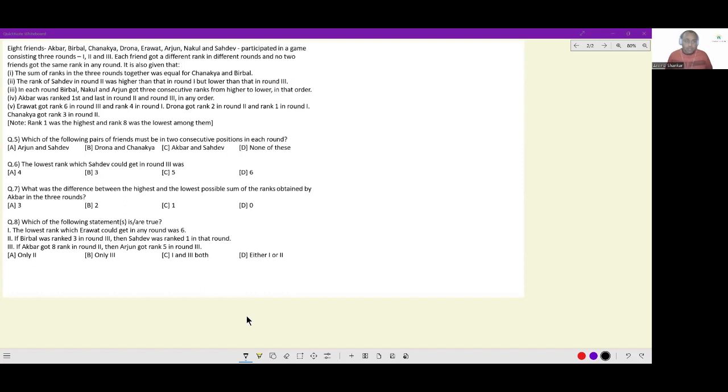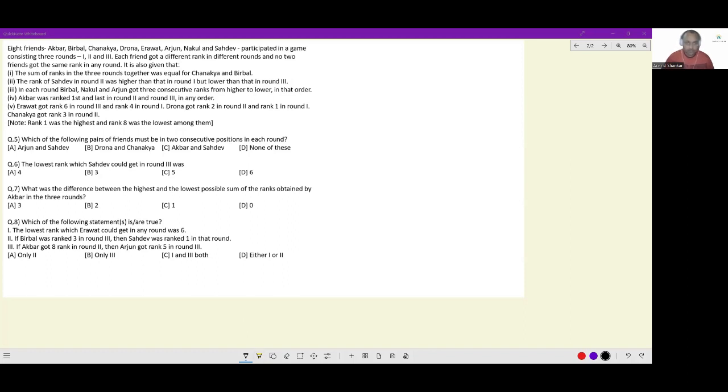Let's look at this question. 8 friends, Akbar, Birbal, Chanakya, Drona, Irawat, Arjun, Nakul, Sehdev, participated in a game consisting of 3 rounds, 1, 2, and 3. Each friend got a different rank in different rounds, and no 2 friends got the same rank in any round. It is also given that blah blah blah.